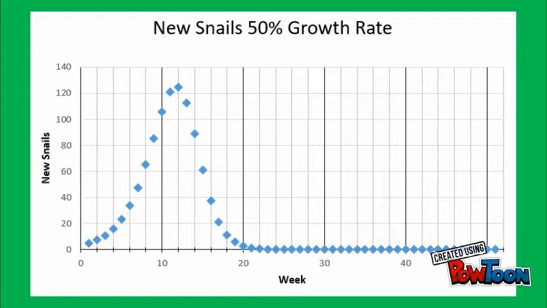Next, the snails check the speed of their population change at a growth rate of 50%. Since this is a larger growth rate, it takes a smaller number of weeks to reach the maximum number of new snails per week. Week 12 has the most new snails introduced to the population, and by week 24, no new snails can be added to the pond.